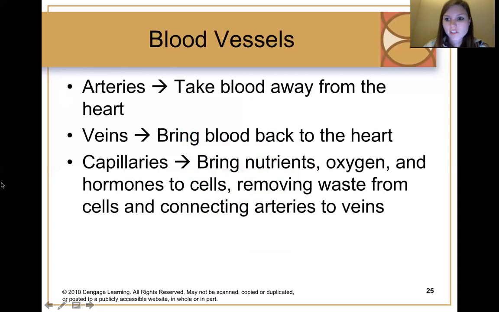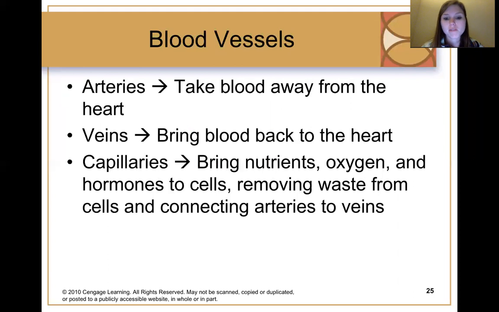The cardiovascular system also is made up of the blood vessels. Animals have arteries, veins, and capillaries. Arteries are the blood vessels that take blood away from the heart. Blood is coming into the heart and then being pumped out of the heart, so the arteries take blood away from the heart. Another way that I keep that straight is arteries away, AA. Just a simple way to keep it straight. And then veins bring blood back to the heart.